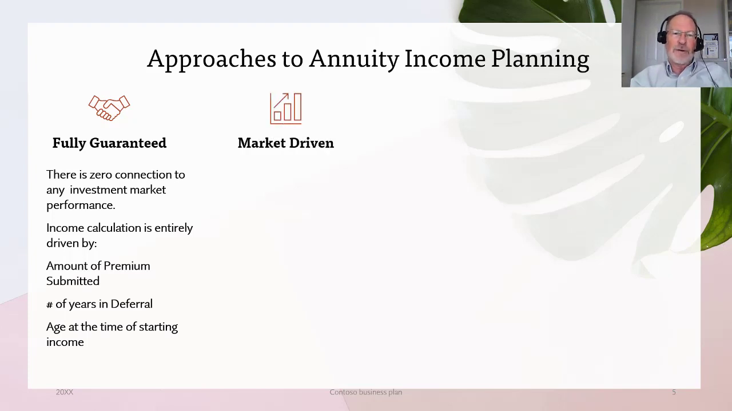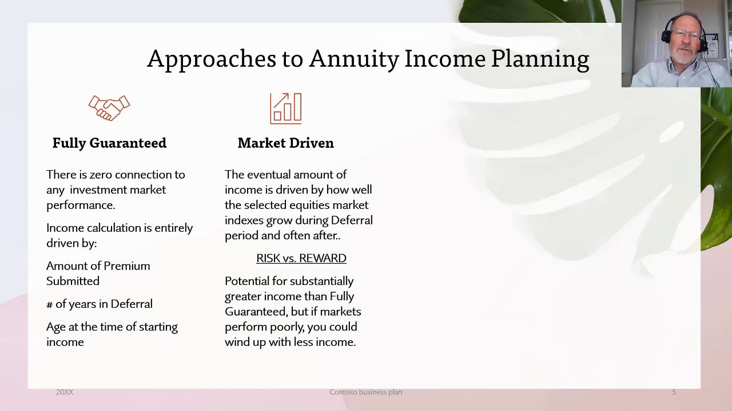Then you also have market-driven performance. On market-driven performance, and by performance I mean how much income you are going to get from it, the eventual amount of income is driven by how well the selected equities market indexes grow during the deferral period, and often even after the deferral period. Once you start taking the income, there can still be an effect from the markets. So in each case, your money is going to be tied to the growth of some type of index or combination. Might be the Dow Jones, might be the S&P 500, but it's going to grow through that period. And then when you decide I want the money out, there'll be this point where, okay, let's see what kind of income that's now going to give you.